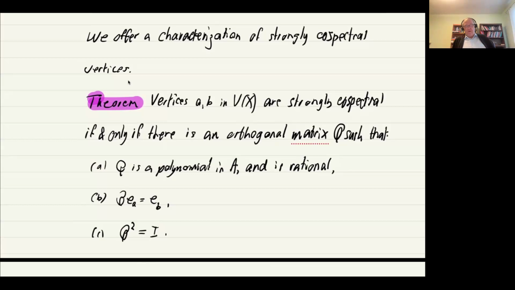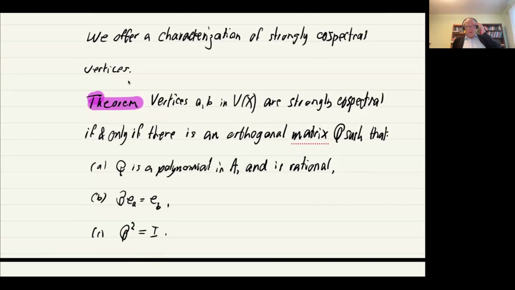Two vertices of a graph are strongly cospectral if and only if there's an orthogonal matrix Q. It's a polynomial in A, and its entries are rational. It maps A to B, and its square is the identity. And now if it maps A to B and its square is the identity, of course, it also maps B to A, so it swaps A and B.